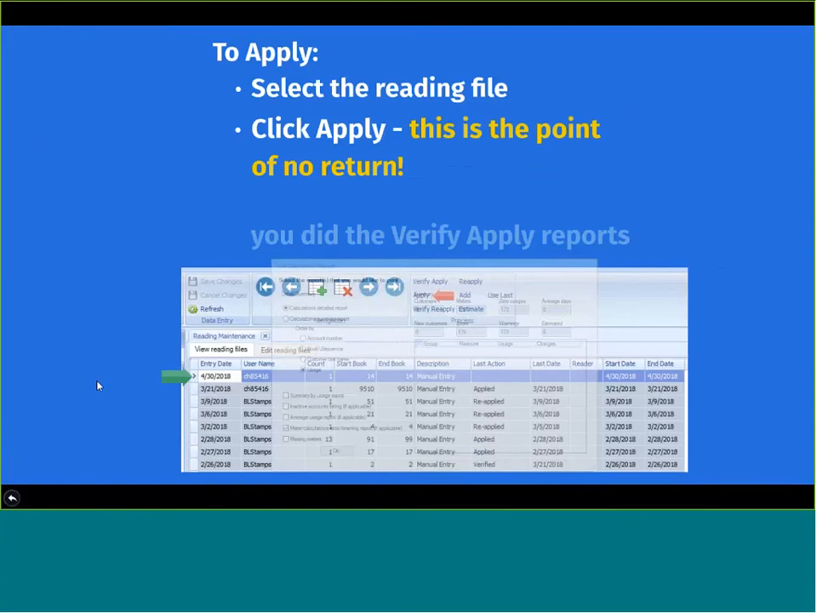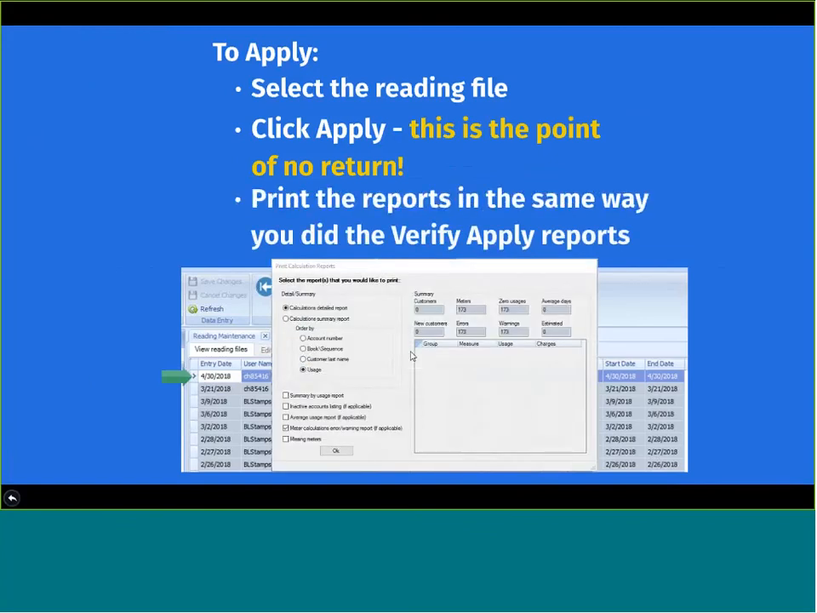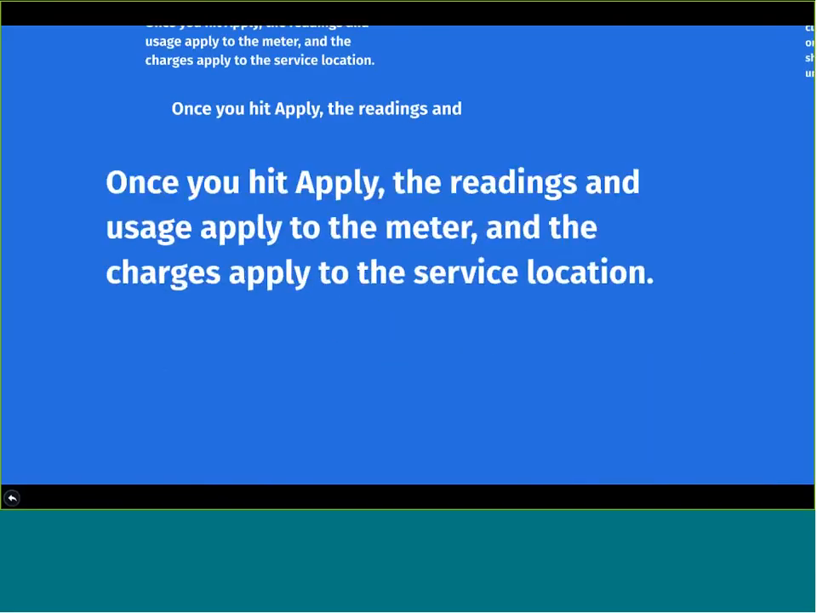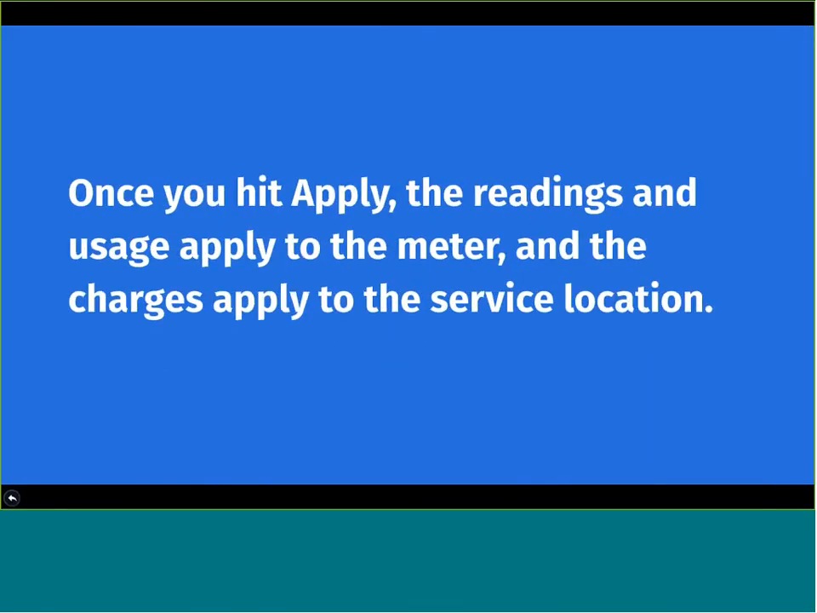All right, and that's even before the reports wizard comes up here. All right. So then you would just print your reports the same way. You should have already corrected all the errors here, and everything should come out good. It's good to save these reports. Once you apply the reading usage, the usage is applied to the meter and the charges are applied to the service location.